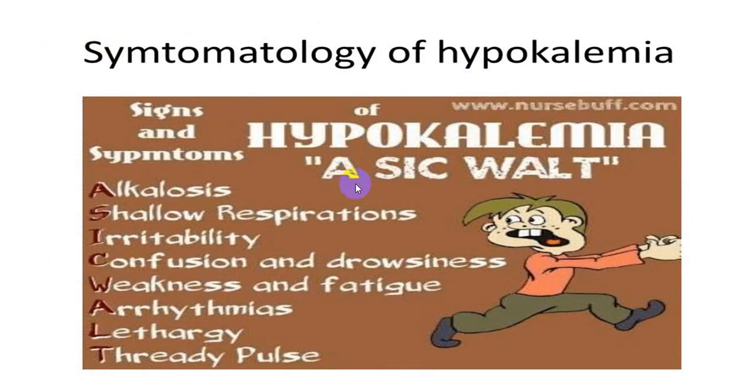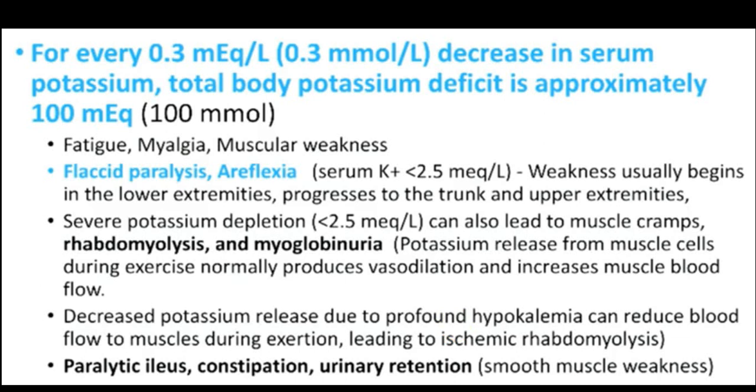Another way to remember: SICK VAULT — alkalosis, shallow respiration, irritability, confusion, drowsiness, weakness, fatigue, arrhythmia, lethargy, and thready pulse. Whichever way you want to remember. Commonest are fatigue, myalgia, muscular weakness, flaccid paralysis, and areflexia. As potassium approaches less than 2.5, the person will have weakness of the lower extremity, with trunk and upper extremity also getting involved. And when it is much lower, the person will develop rhabdomyolysis and myoglobinuria, which can produce damage to the kidney.